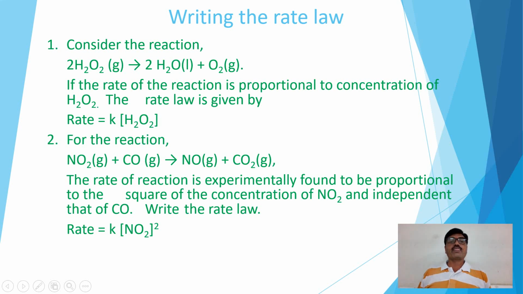For the reaction, see here, NO2 gaseous plus CO gaseous gives NO gaseous, CO2 gaseous. The rate of reaction is experimentally found to be proportional to the square of the concentration of NO2 and independent of that of CO. So therefore we can write now. So this is experimentally observed. That is, rate is directly proportional to the square of the concentration of NO2 and independent of that of CO. So that's why this can be written like this.